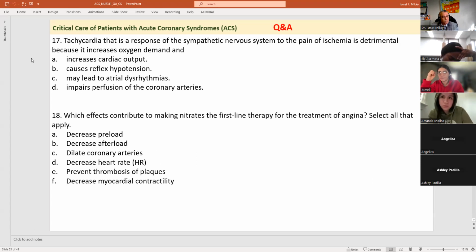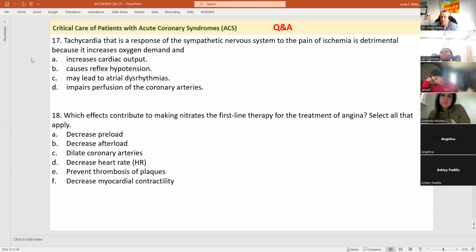18, right. Which effects contribute to making nitrates the first line therapy for the treatment of angina? Select all that apply. So then it would be A, decrease the preload. Nitrates are a very important medication to review for cardiac patients and for angina, for patients with any type of angina, stable or unstable. So nitrates are a very important drug.